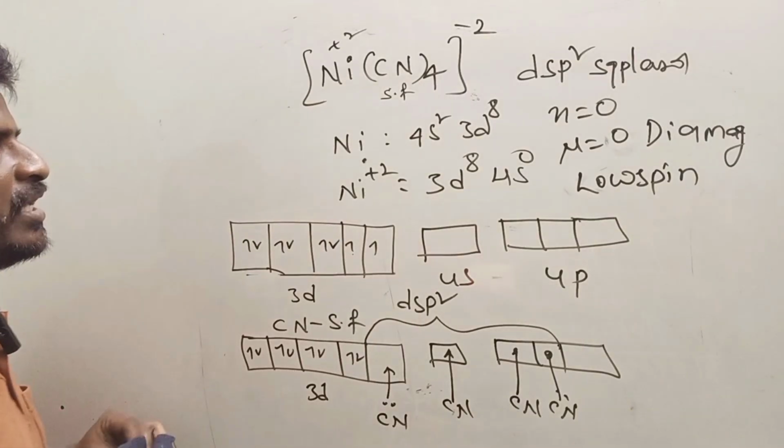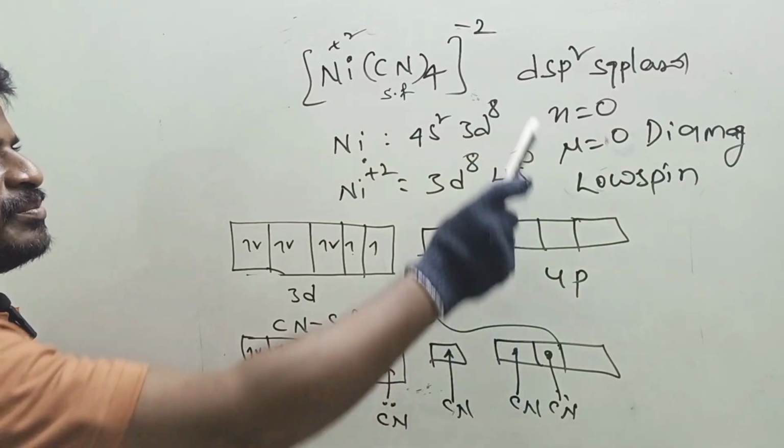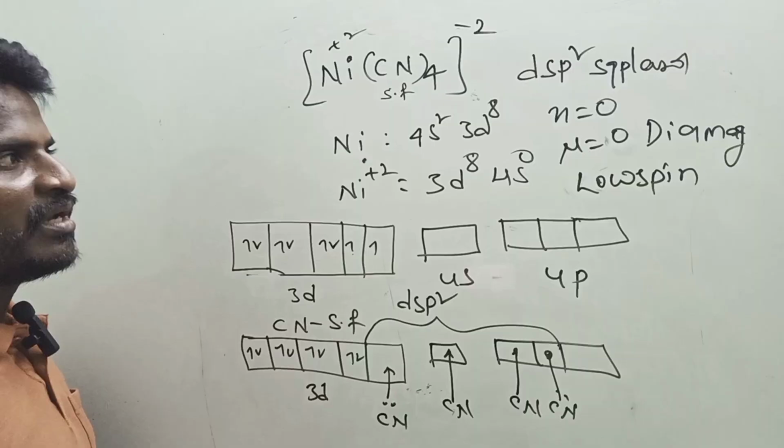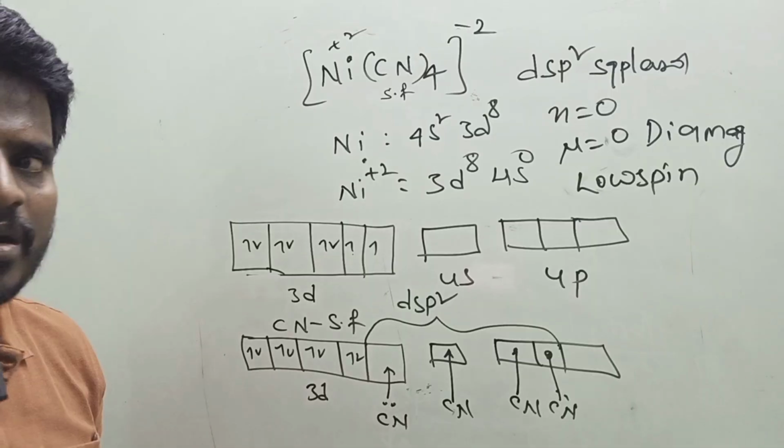And the final conclusion is tetracyanonickelate ion is in dsp2 hybridization, square planar geometry, magnetic moment 0, diamagnetic and low spin complex.